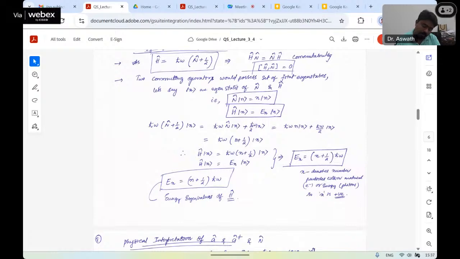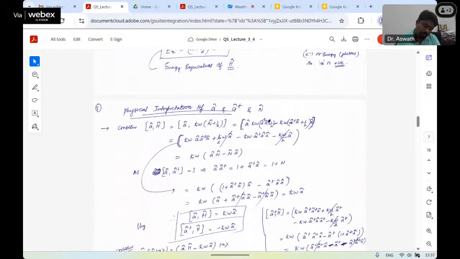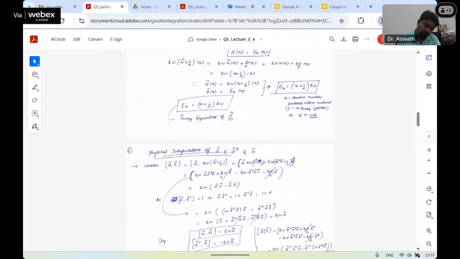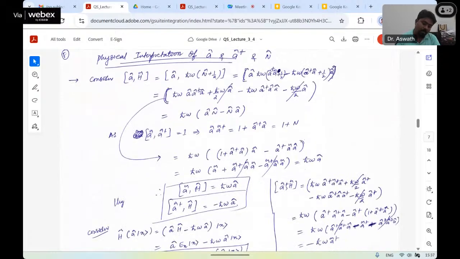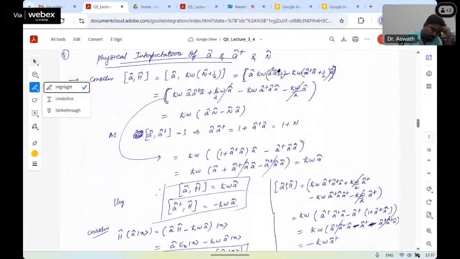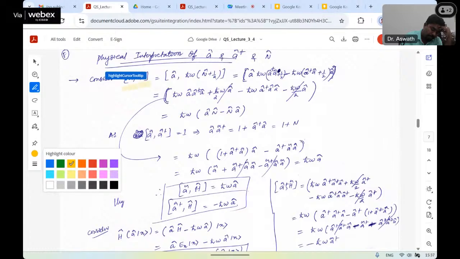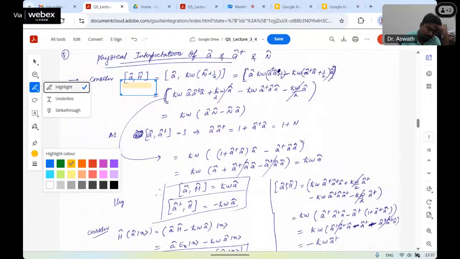Now next, let's try to understand the physical significance of A dagger and the N operator. It's all about finding whether they commute with each other. If they commute, what is the nature? So let's try to find out whether A commutes with H. Does it? Let's find out.